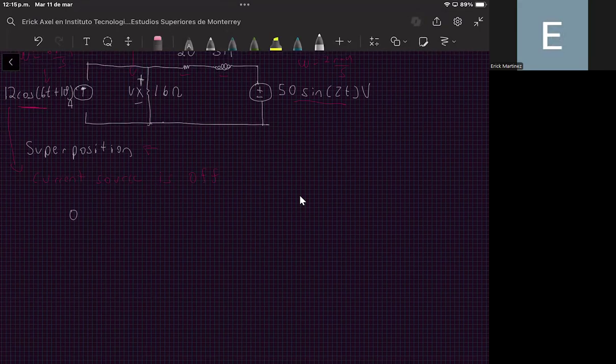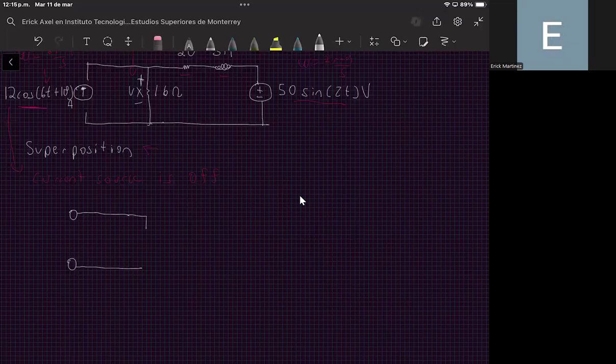Here we have the current source that is off, and since it is off, we can model that as an open circuit because in an open circuit, there is no current flow. That's why we say that when the current source is off, this can be represented as an open circuit.